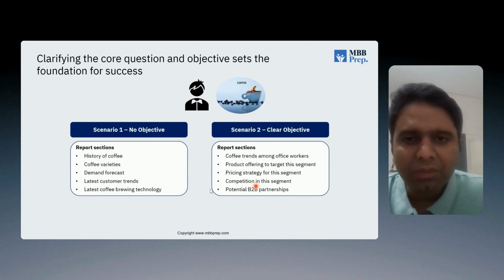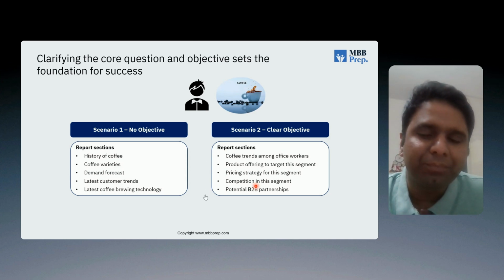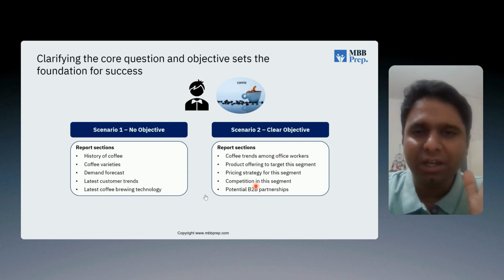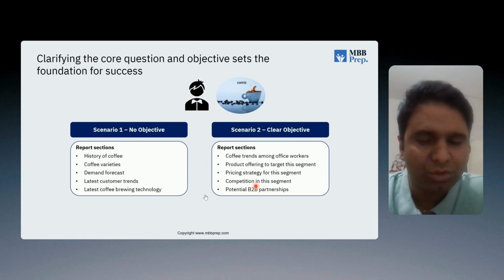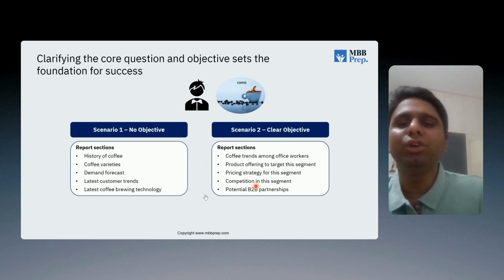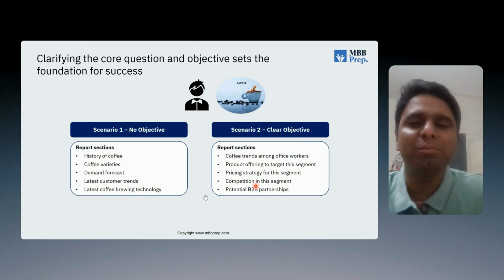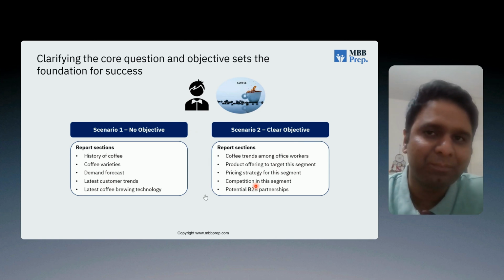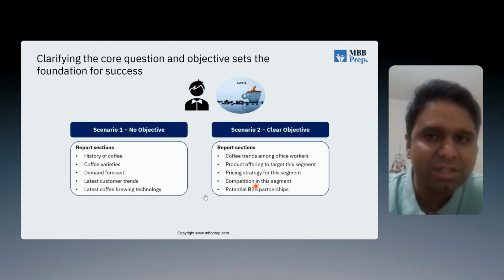So let's look at both scenarios. In both scenarios, Jamie produced a 5-page report. But which report do you think is more useful? Which report do you think gets praise and appreciation from Patrick? It's the second report, isn't it?